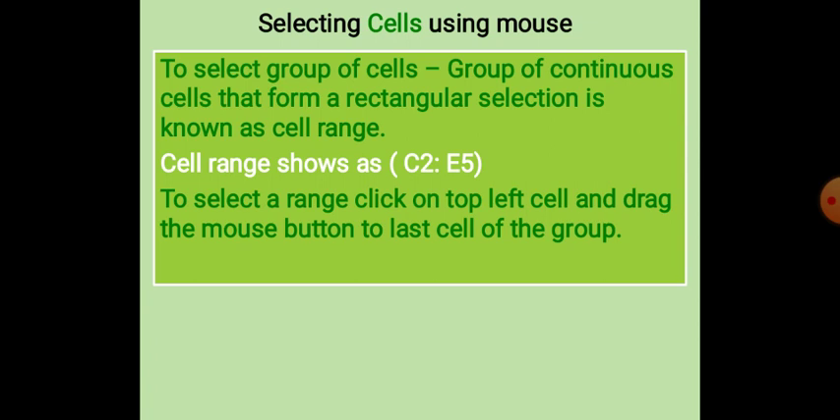Now if we want to select a range, what is the method? We have to just click on the top left cell and drag our mouse pointer to the last cell of the group. This way we can select the cell range.